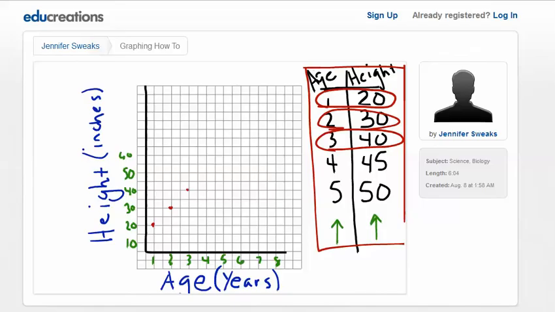I also highly recommend when you draw a graph, you use pencil, because you will probably make a little boo-boo just like I did. 45. At 5 years, we went up to 50. Alright, and we're making a nice little curved line. Now, we need to give our graph a title, and you just give it a title that describes what the graph is about. So we could just say height over time.